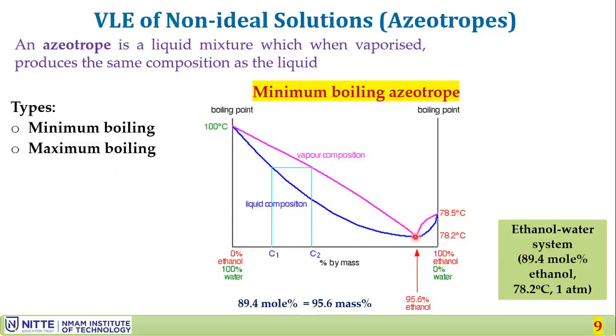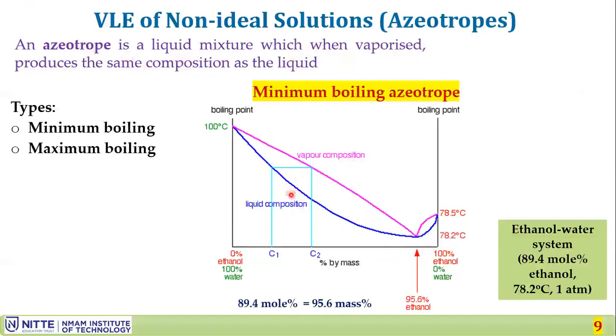Now at this point, if you take this particular case for a y-axis as well as x-axis, and if I say that the system exists at this point, 78.2 degrees Celsius, 95.6%, if this exists at this point, concentration of that more volatile component in liquid phase as well as vapor phase will be same. In both the phases the concentration is same. That is what is azeotrope. It's a liquid mixture which when vaporized produces the same composition as the liquid here.